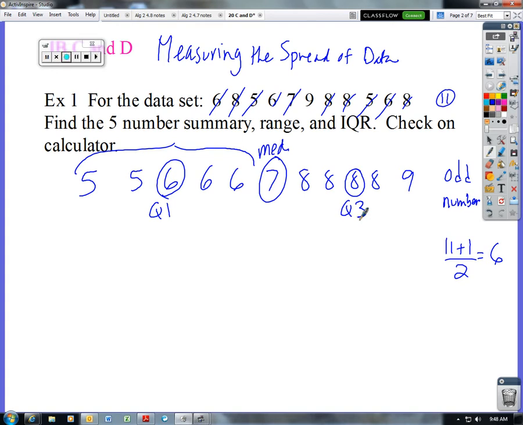And then, of course, let's do the 5-number summary. The min, the lower quartile, the median, the upper quartile, and the max. Min is 5, quartile 1, median, upper quartile, and the max. So there's my 5-number summary.